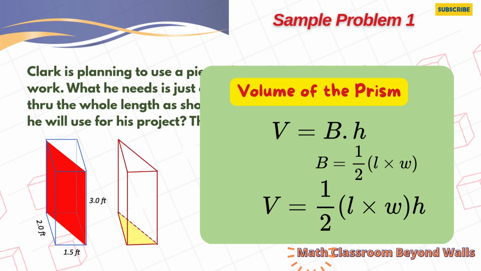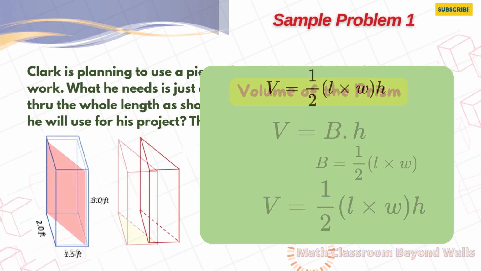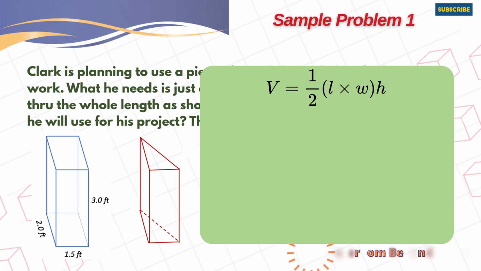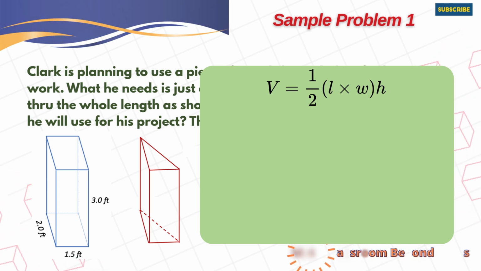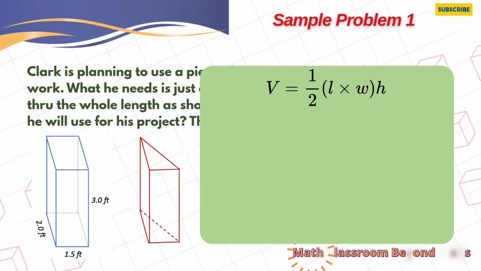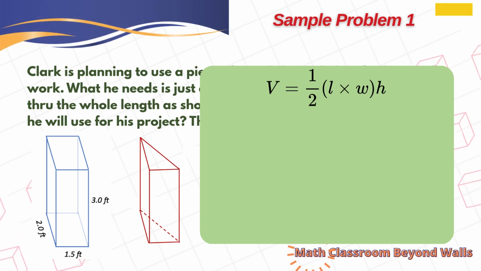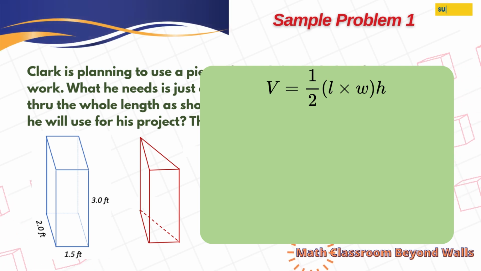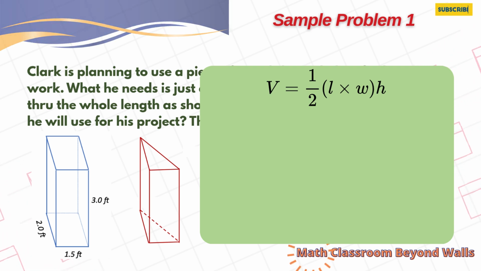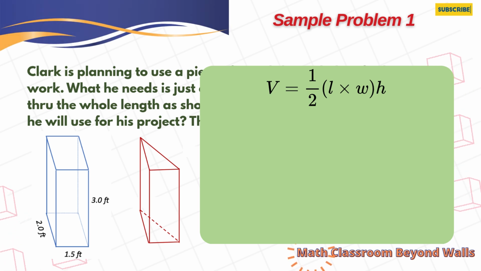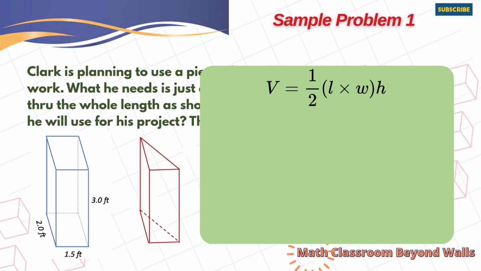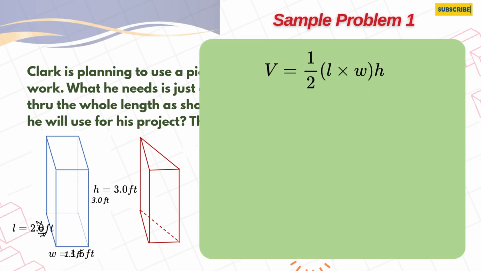Were you able to follow, learners? Okay, let us look at the figure of the original piece of wood and the piece that Clark will use. The original figure has dimensions, right? Can we now label the dimensions of the piece of wood that Clark will use for his project? You're correct, we can. Let's go and label it. Putting the dimensions will help us with the substitution process with ease.